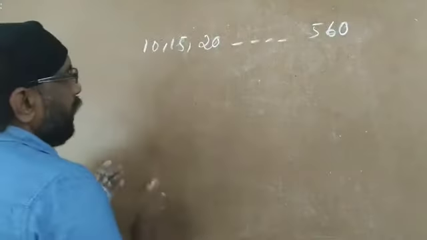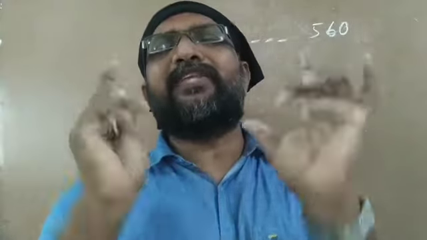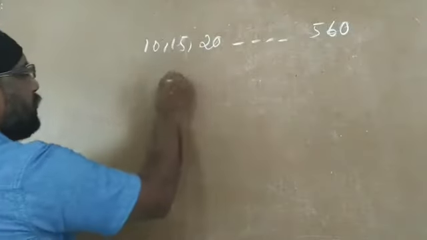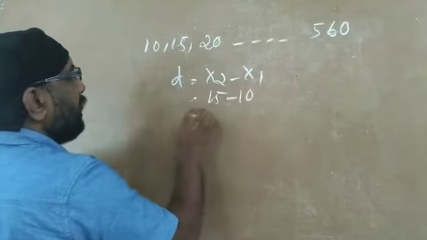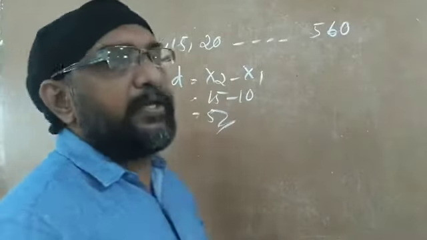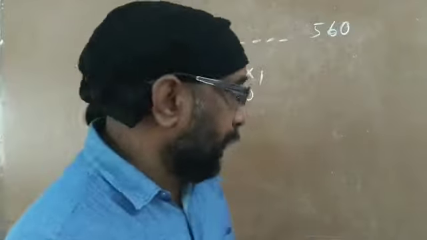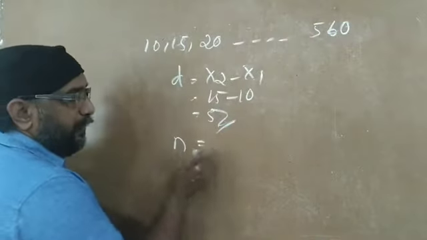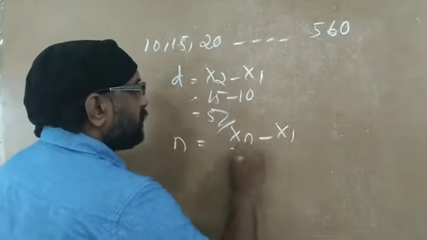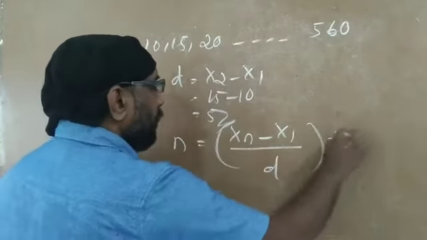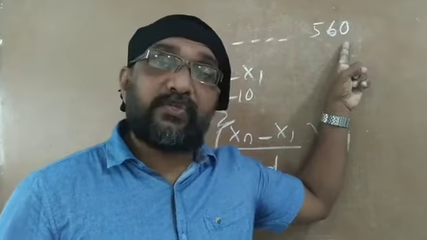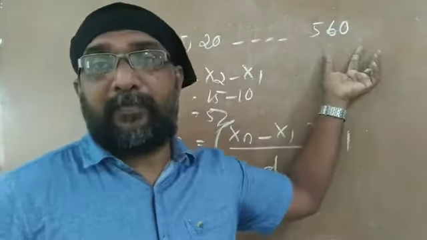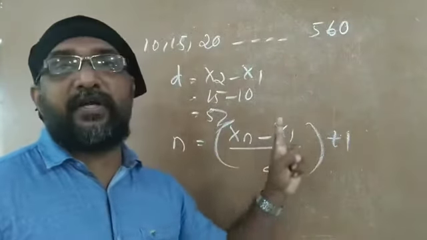Okay, there is a formula. But before going to the formula, before doing anything in an arithmetic sequence problem, you need to calculate the common difference. So d is equal to x2 minus x1, is equal to 15 minus 10, is equal to 5. And there is a formula you could use to find the number of terms. n, the number of terms, is equal to xn minus x1 by d plus 1. xn here means the last term, because we don't know which term this is. So it is called the nth term, the last term.